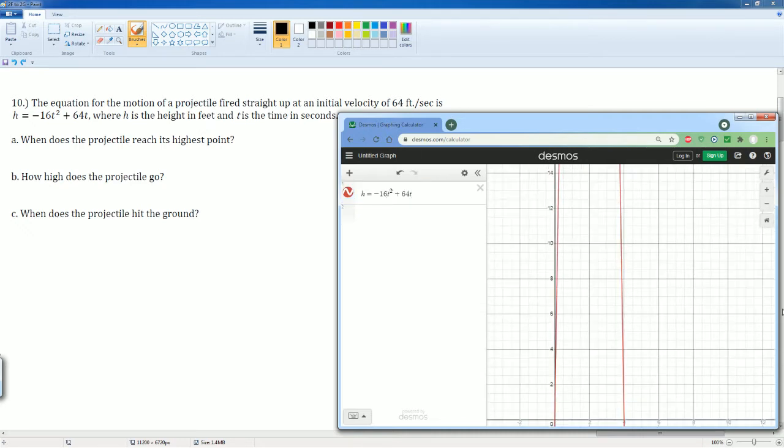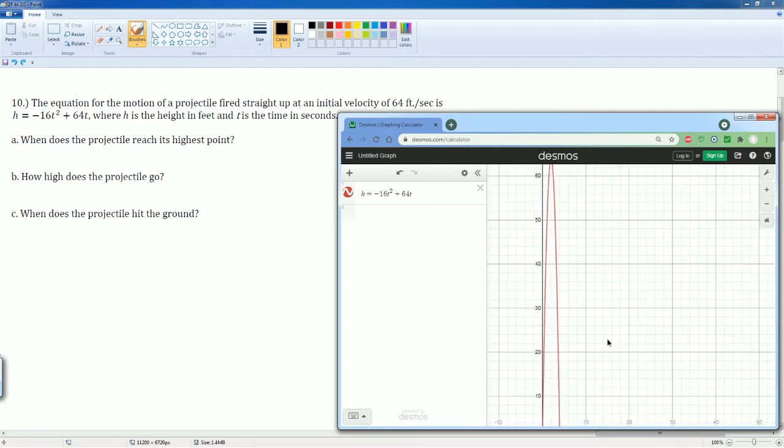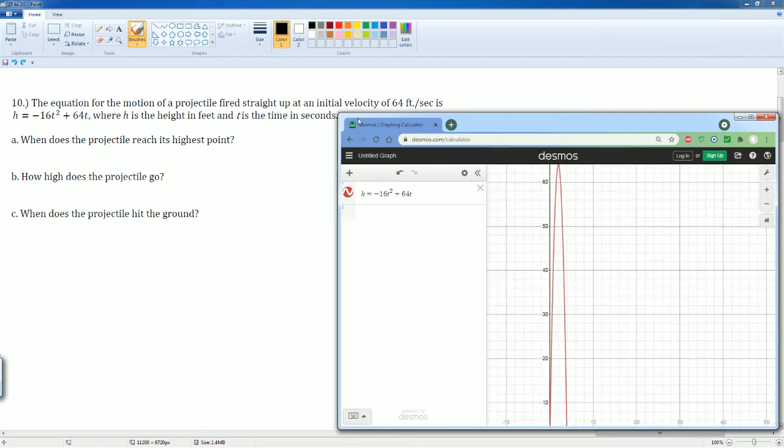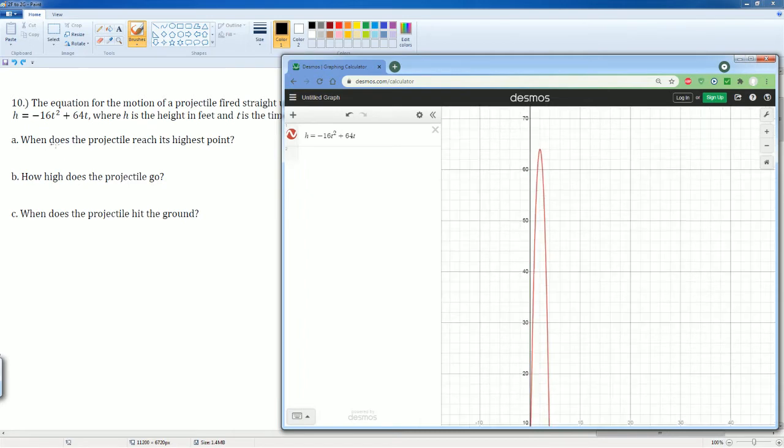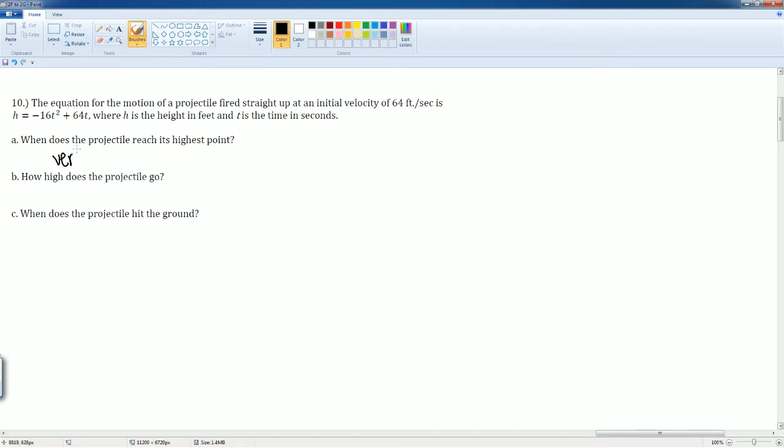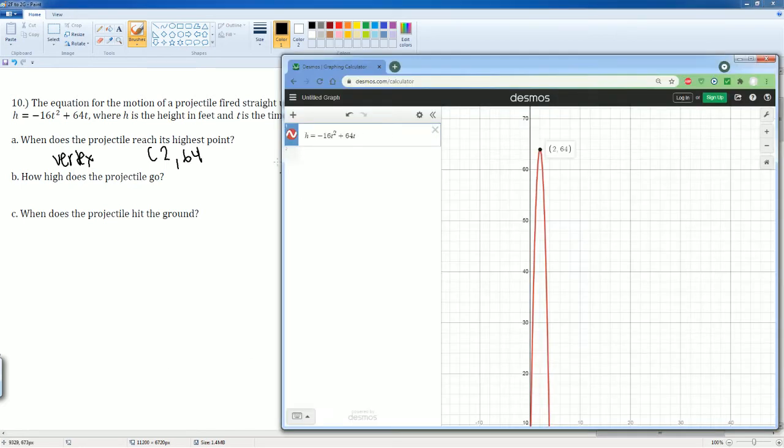Notice now you have a very beautiful image to work with, for the most part. It says, when does the parabola reach its highest point? So look at the vertex. The vertex here is 2, 64. So you want to look at the vertex first of all. Okay, the vertex here is 2, 64. Are we okay? Yes, we are. It's 2, 64.